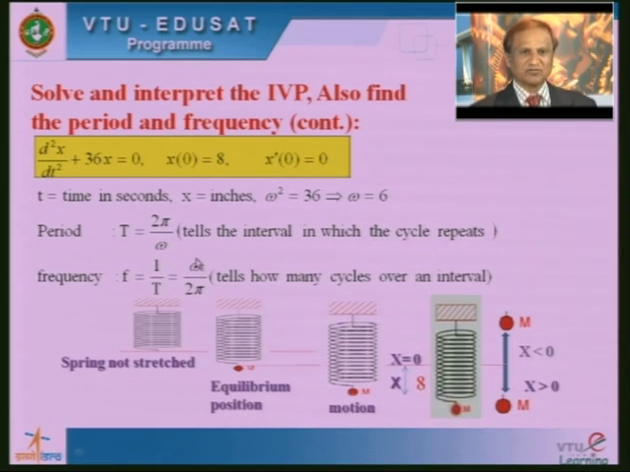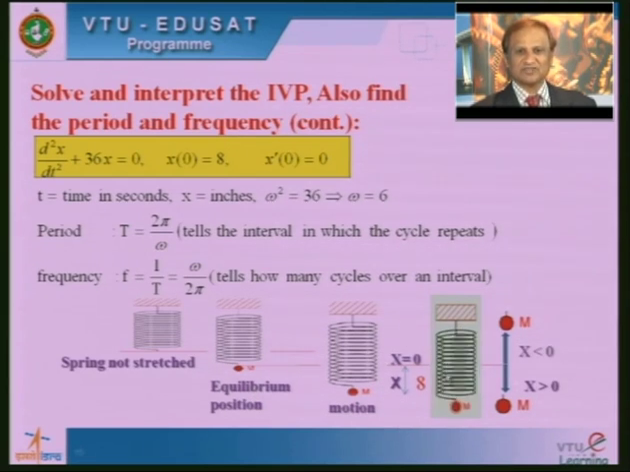So, what we will come to know from this formula? How many cycles over an interval? Is it clear? Now, as usual, from this diagram: spring not stretched, equilibrium position, motion starts.